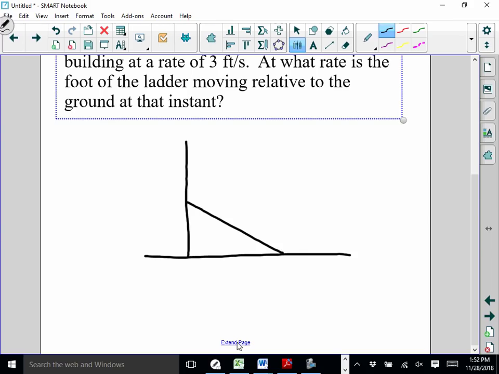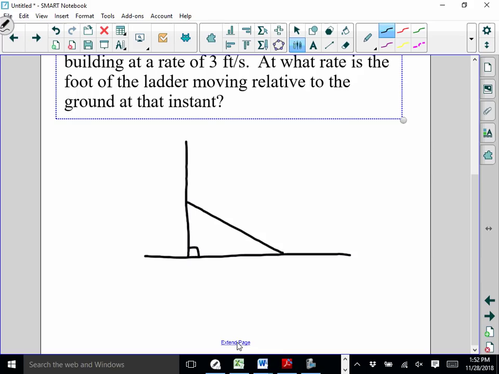What's going to happen? First thing we should notice here is, obviously we're forming a right triangle. What I want to do is figure out what my variables are in this problem. Now, a lot of the right triangles we've been working with, all three sides of the triangle are changing. However, that is not the case here.